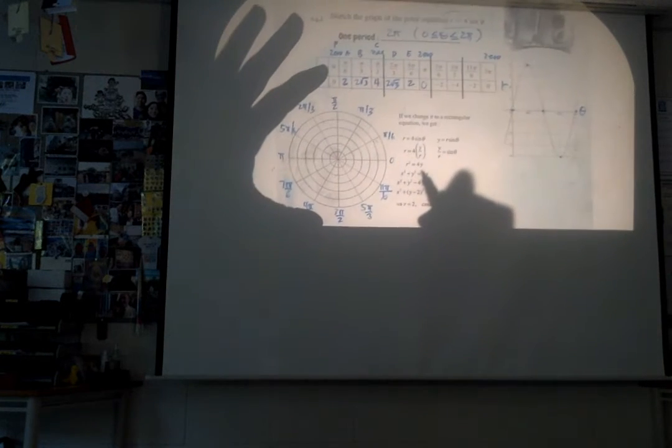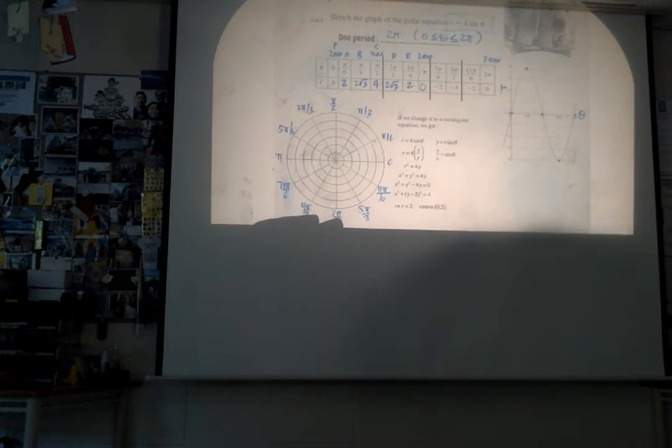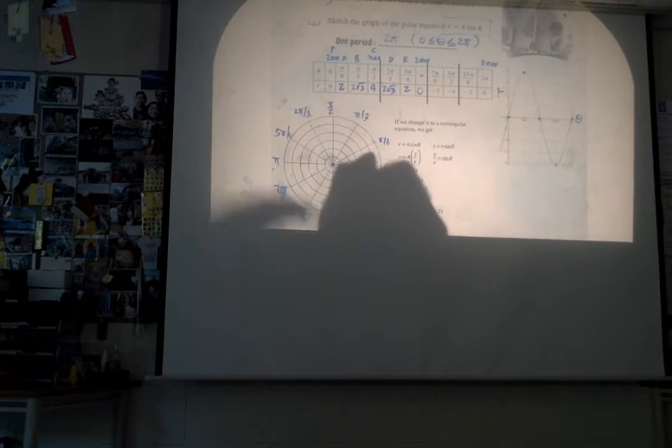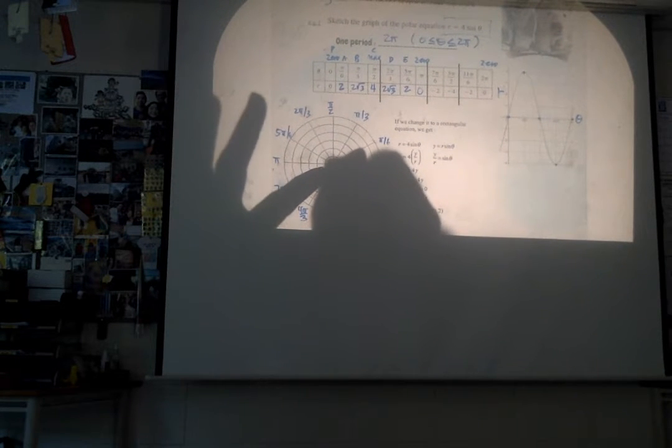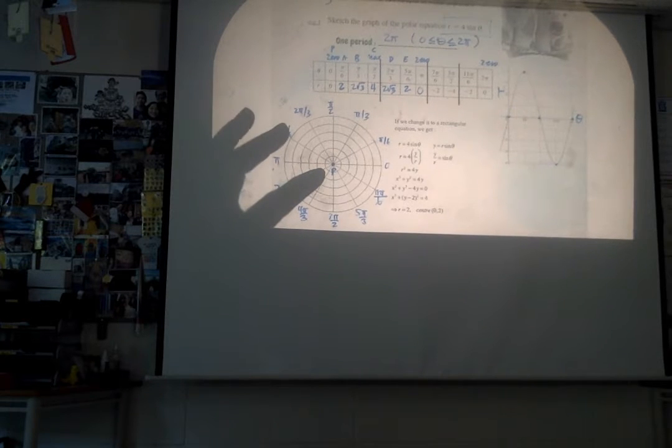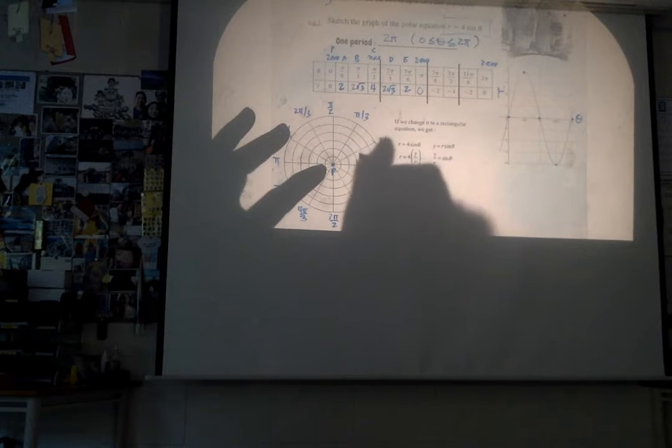We have 0, 0. Can you see that? 0, 0 is here. You rotate nothing, and you go nowhere. And that's P. I'm going to label that, okay? Pi over 6. Pi over 6 is 2, right?